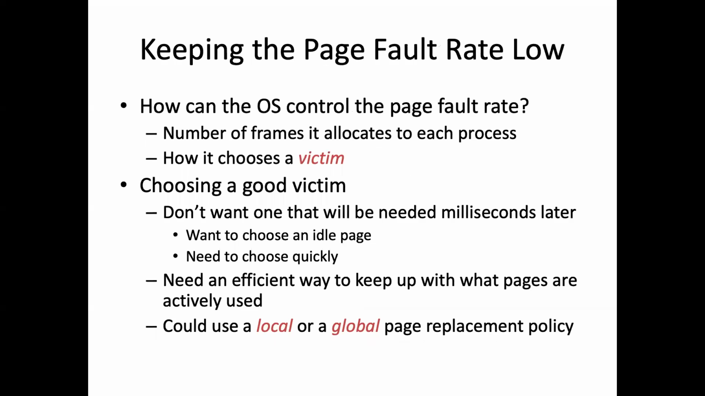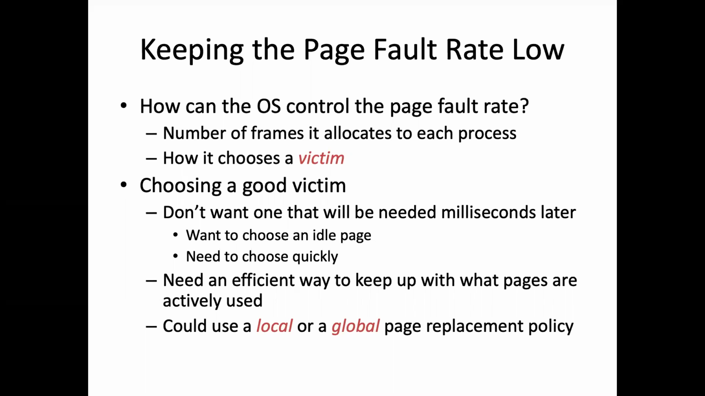Well, what control does the OS have if the OS is trying to maintain a low page fault rate? There's only so much the OS can do for this, and I've kind of listed those things here. The OS gets to decide how much memory each process has, how many frames it's going to let each process use. And we'll say this again later, but in general, if you give each process more memory, you would expect it to page fault less often because it can keep more of the stuff it's actively using in memory. So that is one control the OS has.